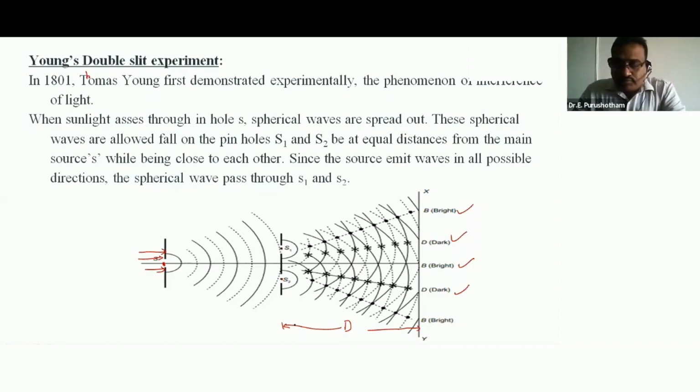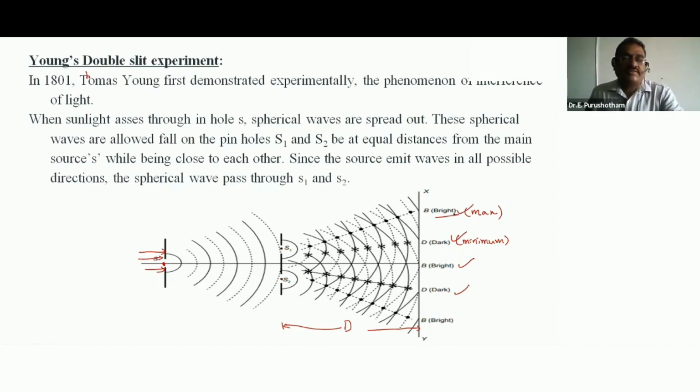If the crest of one wave falls on the trough of another wave, or the trough of one wave falls on the crest of another wave, it produces minimum intensity fringes. Minimum intensity fringe means dark fringe. Maximum intensity fringe means bright fringe. That is destructive interference.